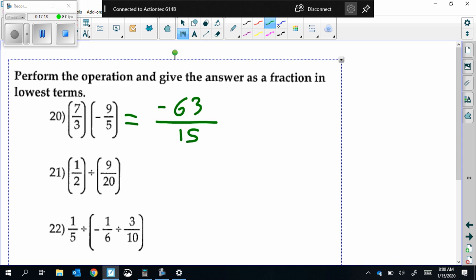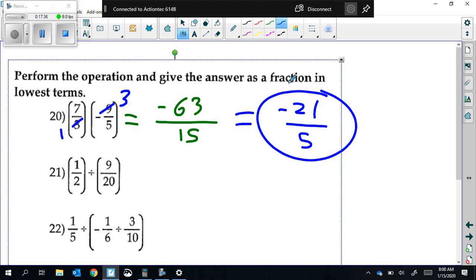This will reduce because of something you learned way back in elementary school. You can actually cross-reduce these problems. This 3 can reduce, this 9 can reduce. It'll make it an easier problem that you would reduce early rather than late. 7 times 3 is 21. 1 times 5 is 5. That's actually the reduced fraction.